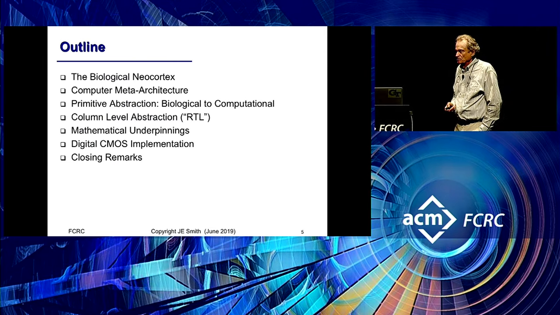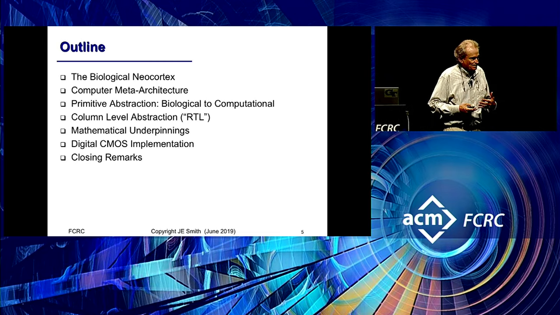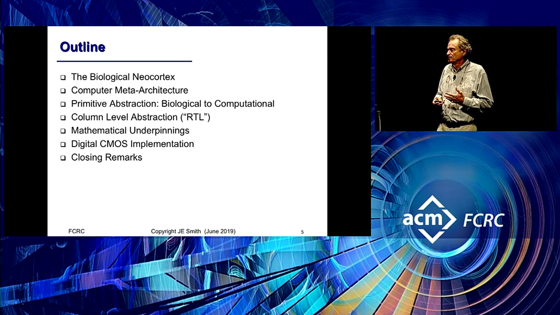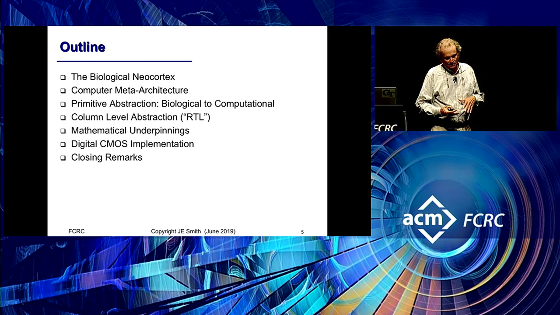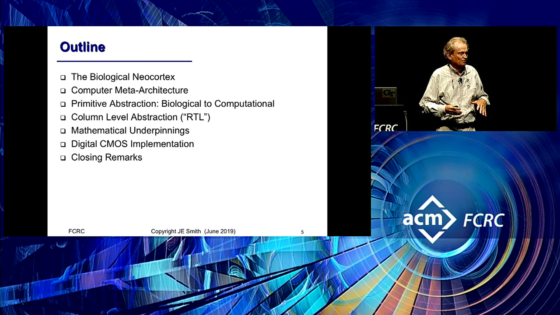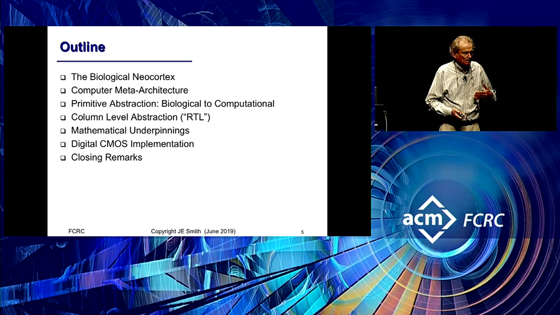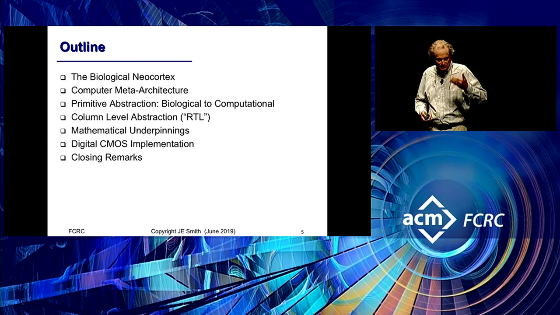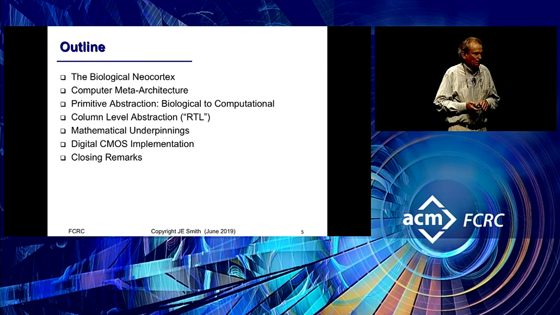So just a brief outline. I'm going to talk briefly about the biological neocortex. Because we're reverse architecting, I'm going to say a little bit about computer meta-architecture. And I should say that I take sort of the expansive, Glenford Myers view of computer architecture, where it extends all the way from essentially CMOS circuits all the way up to application software. And architecture is all about defining interfaces and abstractions. And so I'm going to discuss the first primitive abstraction, the really critical one, the one getting from the biology into the computational domain. And then I'm going to briefly discuss the next layer up, which, to be analogous to computer design, is sort of like the register transfer level.